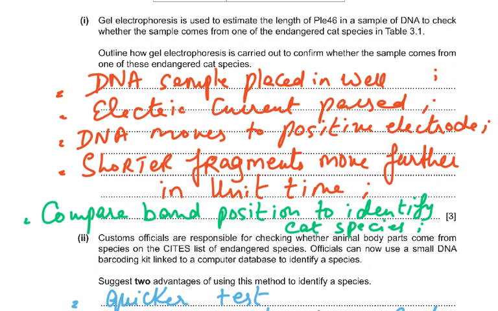Whether the sample comes from one of these endangered species. So the DNA sample is placed in wells, an electric current is passed, and the DNA moves to the positive electrode. Why? Because DNA is negatively charged. The shorter fragments move further in the unit time, and you compare the band positions to identify the cat species, because each will give you a different pattern of banding. So this is how you will identify the different species.